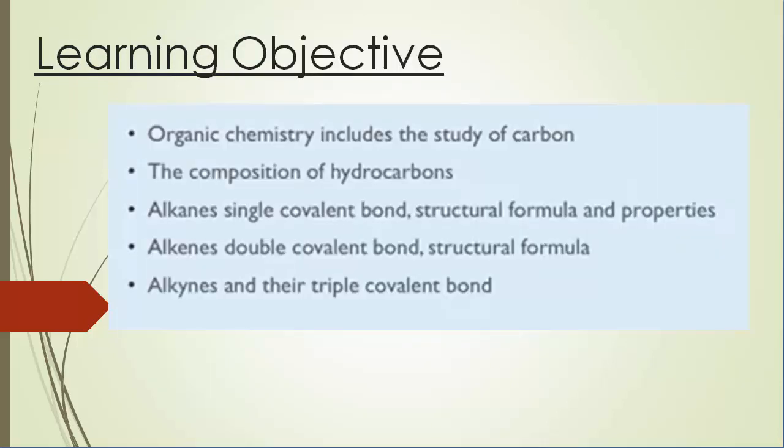So as you go to the learning objective, we have 5 parts. So first, we will introduce the organic chemistry includes the study of carbon. And second, the composition of hydrocarbons. The third, we will introduce alkanes. And the fourth, we will introduce alkenes. And the fifth, we will introduce alkynes.